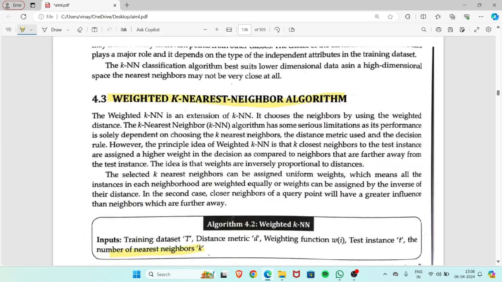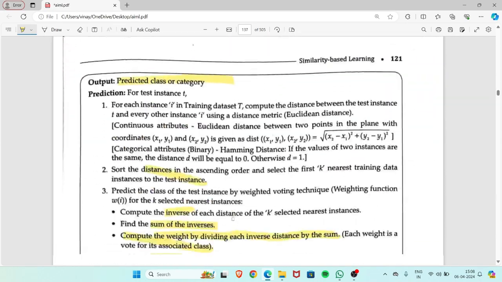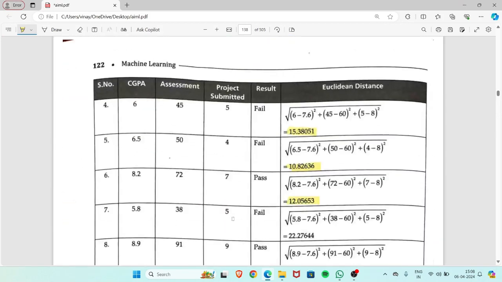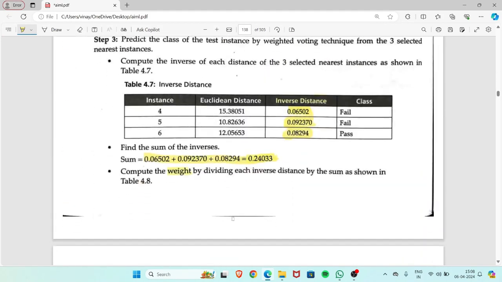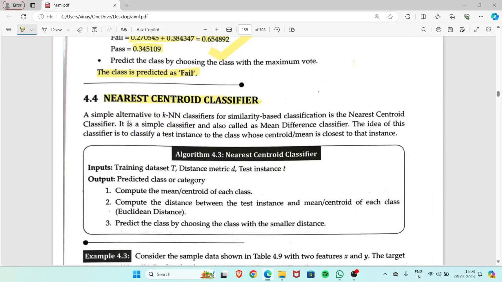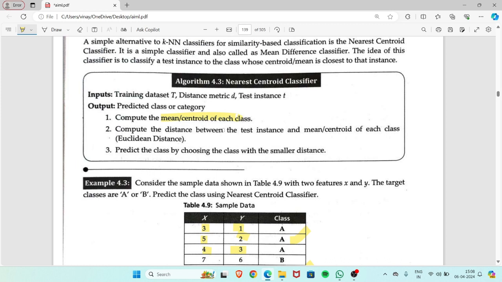In the weighted k nearest neighbor algorithm, we have to find the weight, and after finding the weight we have to predict the class. And in the last one, which is the nearest centroid classifier, first of all we have to find the centroid or mean we can say, and then the Euclidean distance. Based on the smaller distance we have to predict our class. So this is all about our three algorithms.